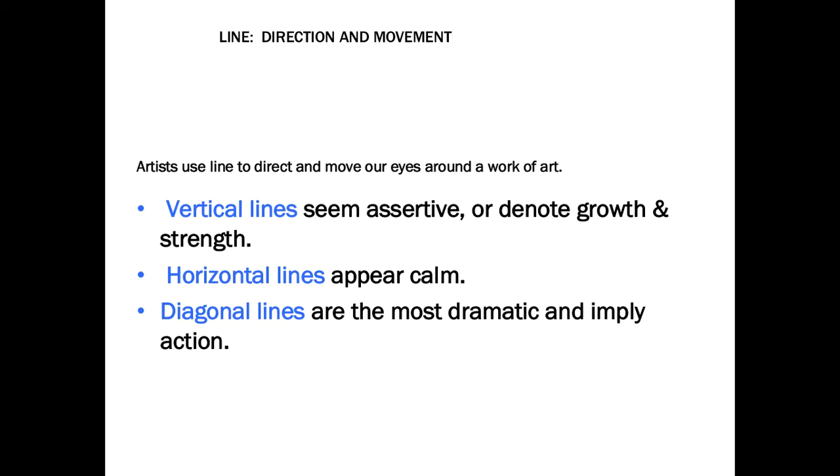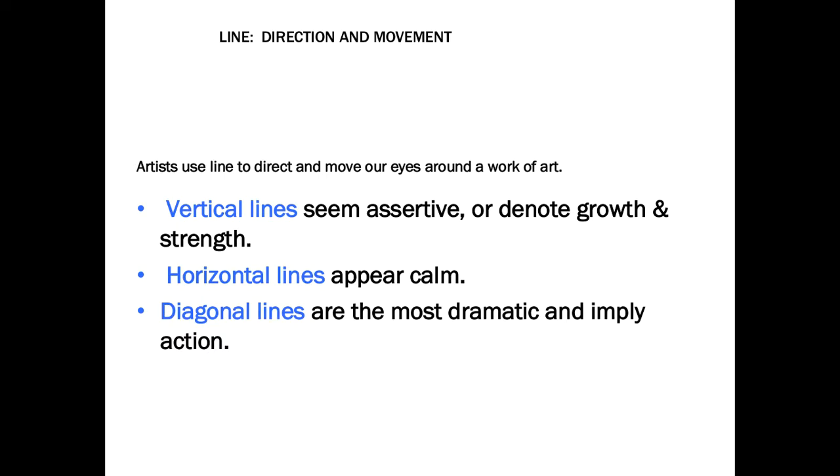Lines with movement, this is really important to know, and you will write in this way with these terms. Vertical lines are assertive, denote growth and strength. Horizontal lines appear calm, and diagonal lines appear dramatic. Okay, so let's think about this for a minute. Vertical, up and down, what does that remind us of? A lot of times in class, I'll stand and act these positions out, not quite laying on the floor, but you know what I'm saying.